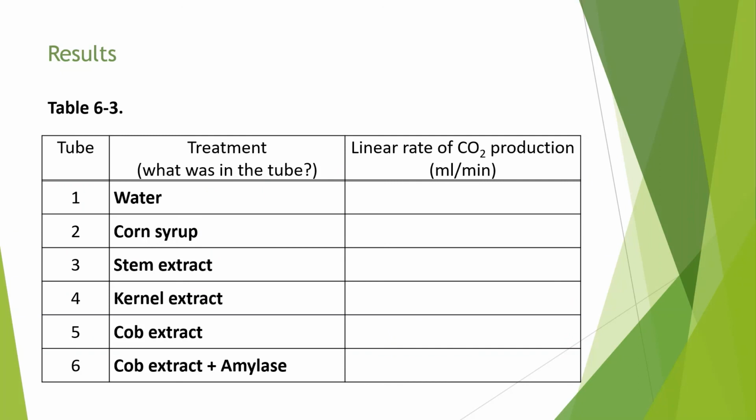Once you've produced all your graphs and you've figured out all the slopes of the linear exponential parts, you're going to input this data into table 6-3, and this here is your final data. So when you're discussing your hypothesis, when you're discussing your conclusions, this is the final data that you're going to talk about. You're not going to talk about how much carbon dioxide has been produced. You're going to talk about the rate of carbon dioxide production. This is the important essential data for this particular experiment.